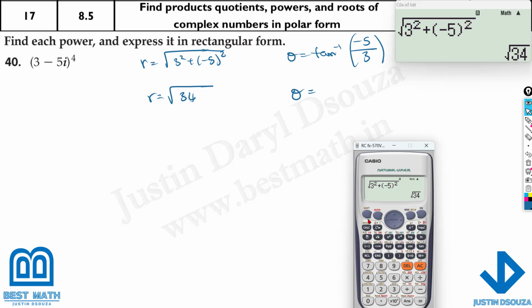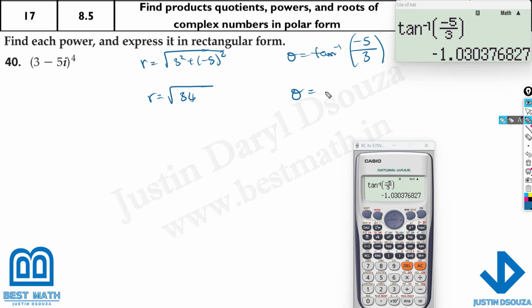Now, what about this? It's tan inverse. See, as long as it's in radian mode, it's fine. If not, please shift it to radian mode. It is minus 5 divided by 3, close the brackets. And here we go. It is negative 1.03. Minus 1.03. You can use this entire thing in the answer, but it's just too much to write.